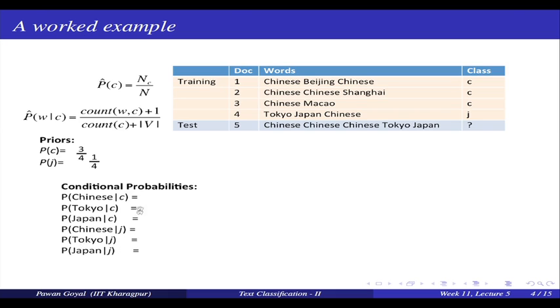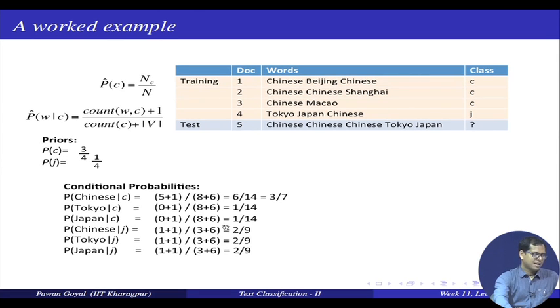Then you compute all these conditional probabilities. So we already computed probability Chinese given C and Chinese given J. Let's see the other two. Tokyo given C would be the number of times Tokyo occurs in class C, 0, plus 1, 1, divided by 14. So the denominator will remain the same. Tokyo given J will be 1 plus 1, 2, divided by 9. Similarly, Japan given C will be 1 by 14. Japan given J will be 2 by 9. And that's what you see: 3 by 7, 1 by 14, 1 by 14, 2 by 9, 2 by 9, 2 by 9.